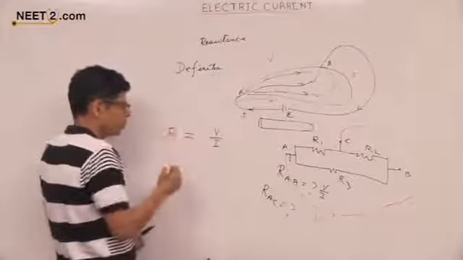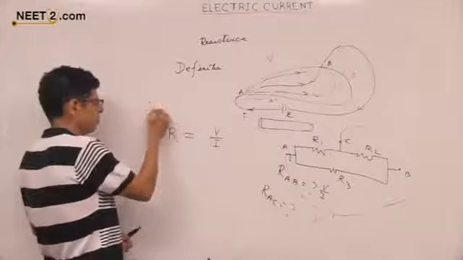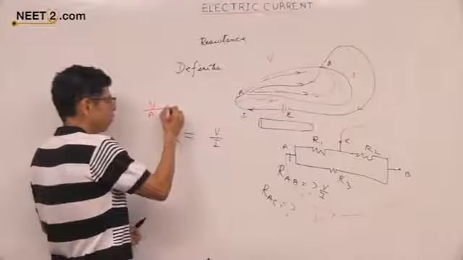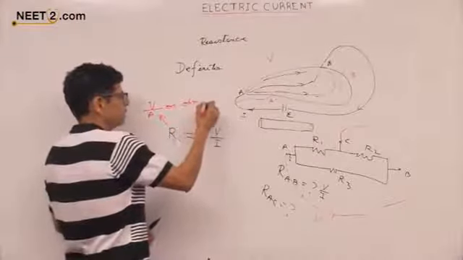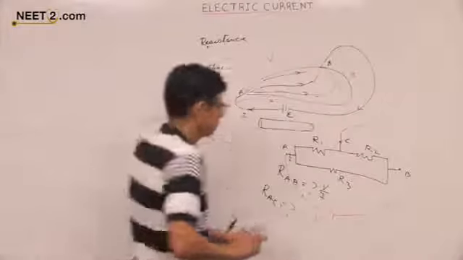Now what should be the units of it? Obviously the units would be volt per ampere. Now this is given a new name and is called the ohm, OHM, and this symbol is also used.